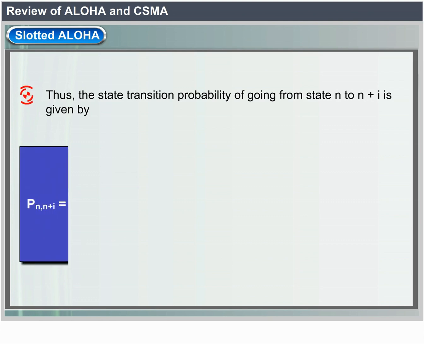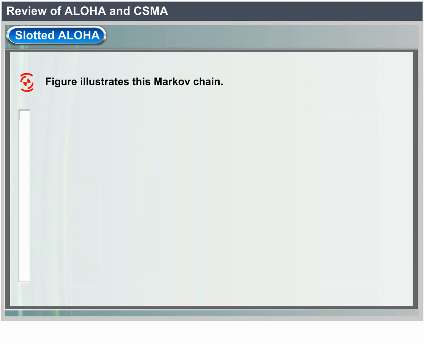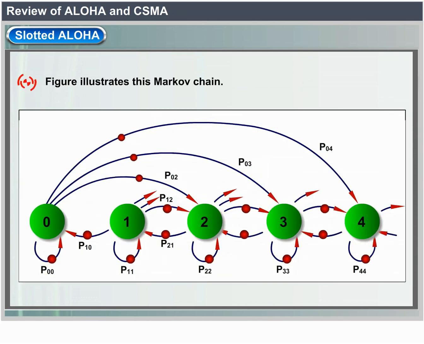P n, n plus i is equal to QA of i, n when 2 is less than or equal to i less than or equal to m minus n; QA of 1, n into 1 minus QR of 0, n when i is equal to 1; QA of 1, n into QR of 0, n plus QA of 0, n into 1 minus QR of 1, n if i is equal to 0; and QA of 0, n into QR of 1, n when i is equal to minus 1. The figure illustrates this Markov chain as shown on this screen.